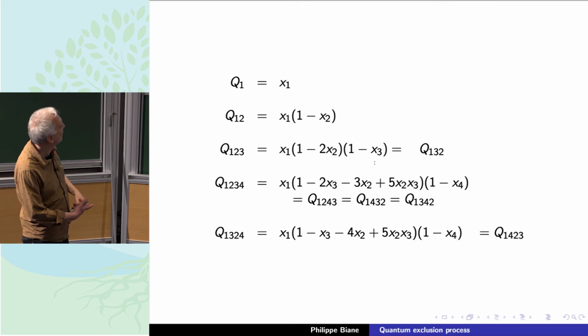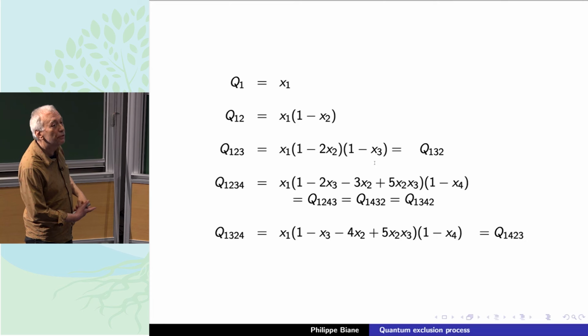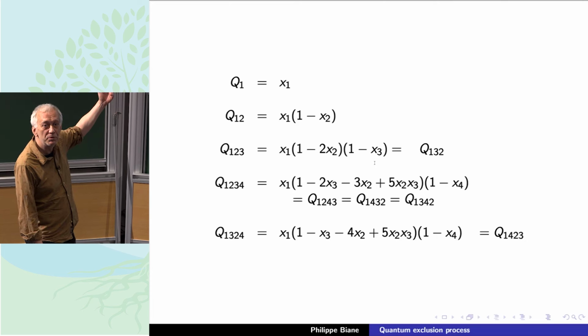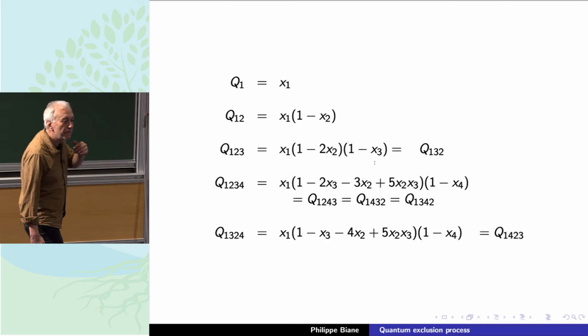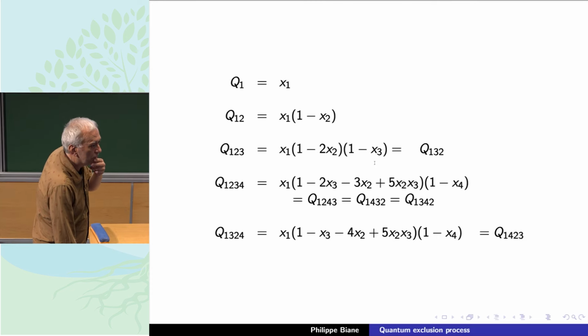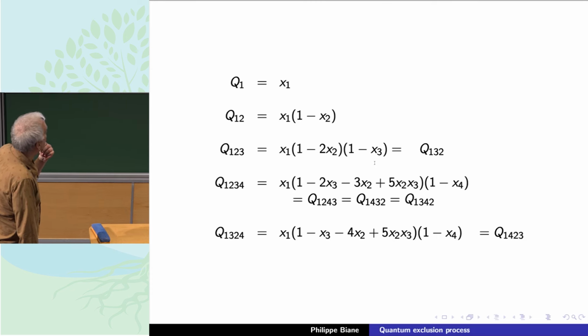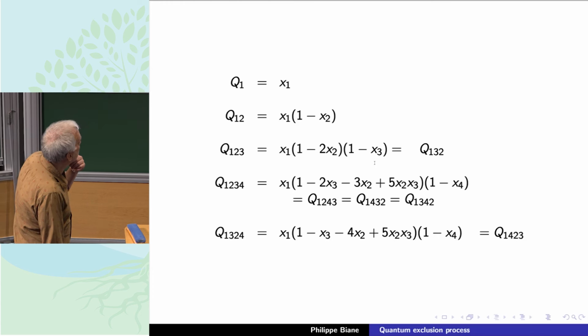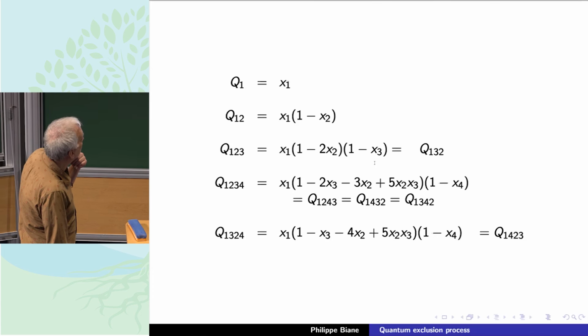He had a recursive formula for computing these polynomials. That's why he could produce the formulas. Yes? I'm a bit surprised that nothing special happens when two values get close to each other, like x1 and x2, for instance, if they're equal. Well, you can check that this is continuous. That's what happens.